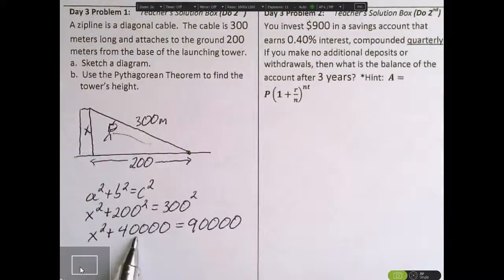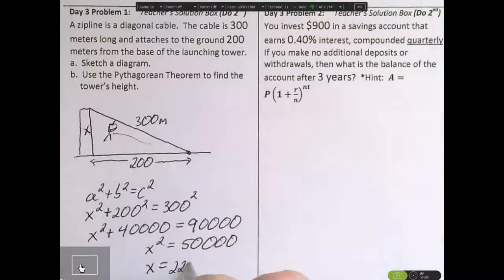Now we could subtract the 40,000 from both sides. So we have x squared equals 50,000. And finally, a square root will remove this exponent. So on the calculator, we need to know the square root of 50,000. Calculator says 223.6. And our unit here is meters.